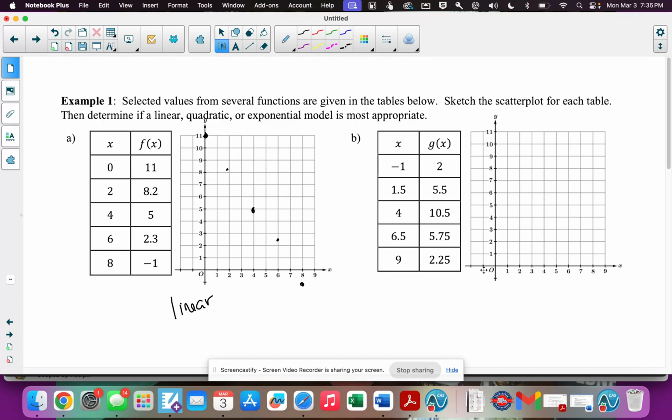All right, so -1, 2, 1.5, 5.5, about right there. 4, 10.5, about right there. Okay, 6.5, 5.75, a little bit higher there. And then 9, 2.25. Okay, and again, very obvious from the graph. As far as the 3 choices that we have, this is definitely going to be quadratic. It follows a curved pattern that looks like a U or an upside down U.